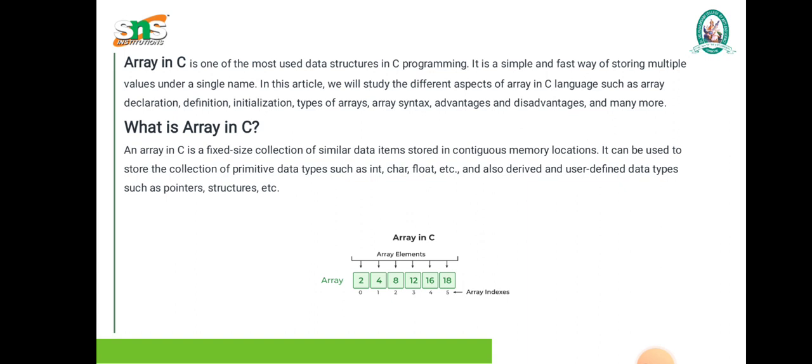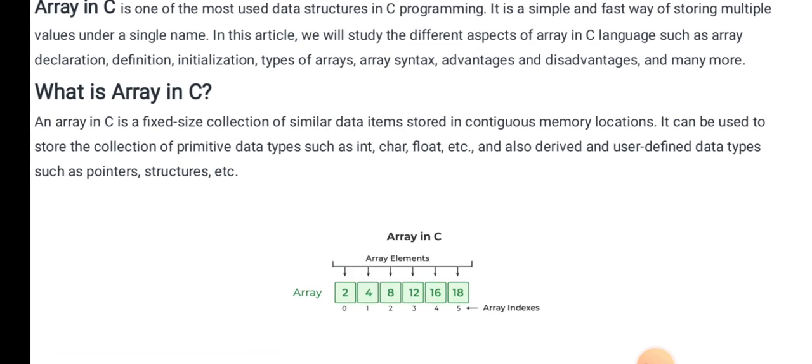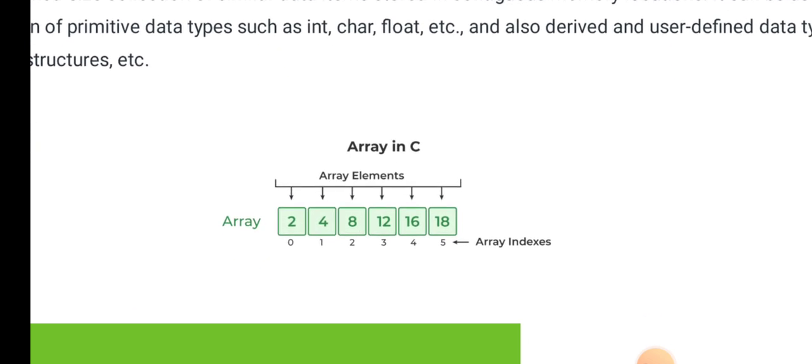So first of all, before going to read about the concept of array, we have to know what an array is. An array is a fixed size collection of similar data items stored in contiguous memory locations, and it can be used to store the collection of primitive data types such as integer, character, floating point, etc. And the array can also hold derived and user defined data types such as pointers, structures, etc. This is the pictorial representation of the array in C, where it is given clearly with the array elements and the array indexes.